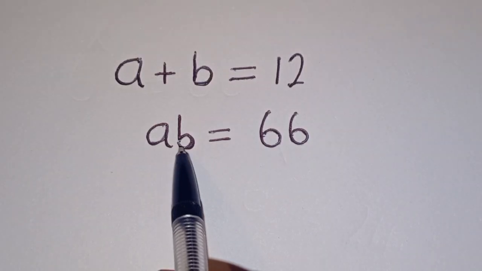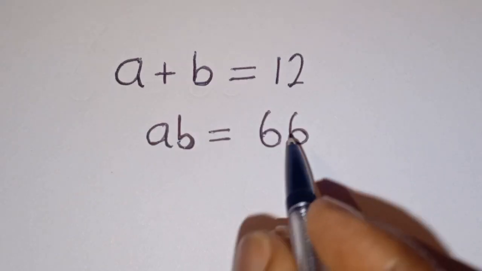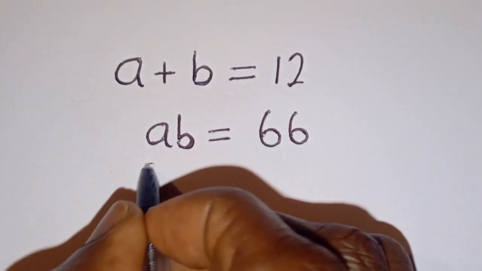Hello, how to solve for a and b in this equation? a plus b is equal to 12, ab is equal to 66. Solution.